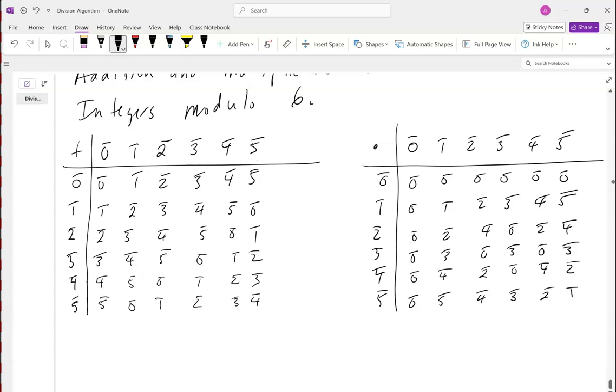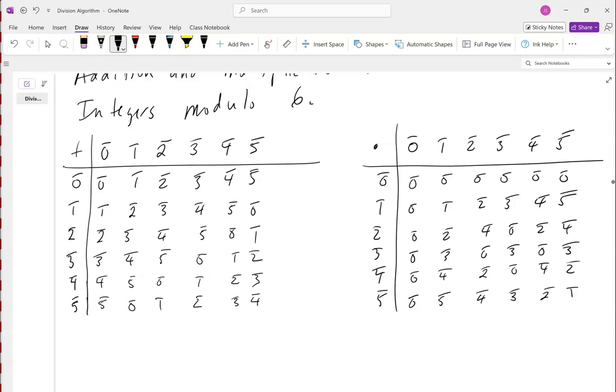Yep. I agree. Yeah. 5 times 2 is 10. Mod 6 is 4. 5 times 3 is 15. Mod 6 is 3. 5 times 4 is 20. Mod 6 is 2. 5 times 5 is 25. Mod 6 is 1. Oh, that's how that last one gets spelled out. Okay. This okay? All right.